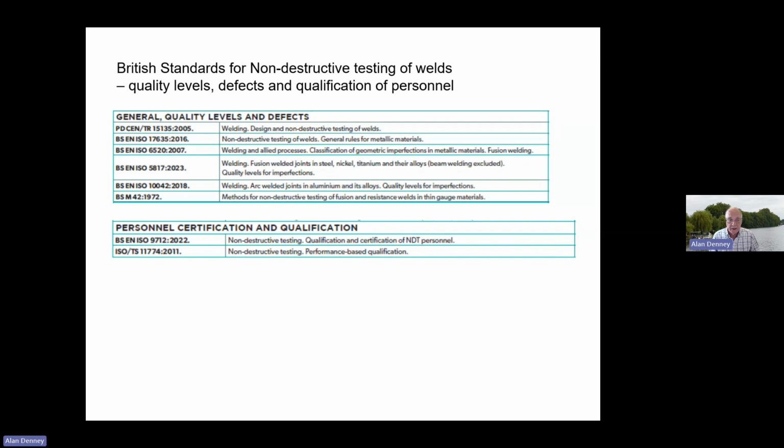Just looking for what I need to pick out for you there. If you look at 5817, that's the one for steel, and the other materials listed there, but there are different quality levels depending on the application.